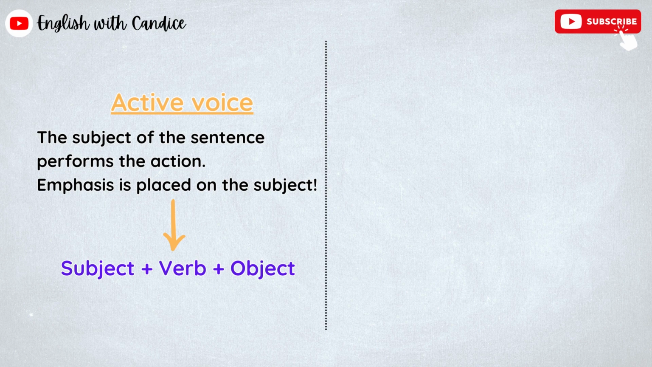Now for the sentence structure. The sentence structure that we use for the active voice is subject, followed by verb, followed by object. Now for some examples, just to give you a better understanding.